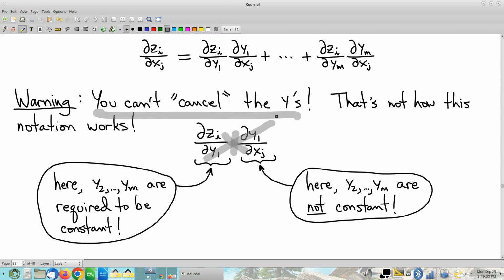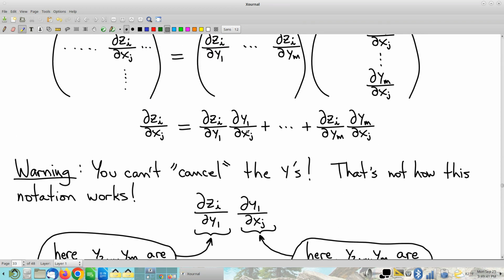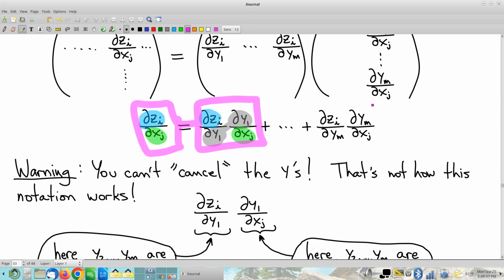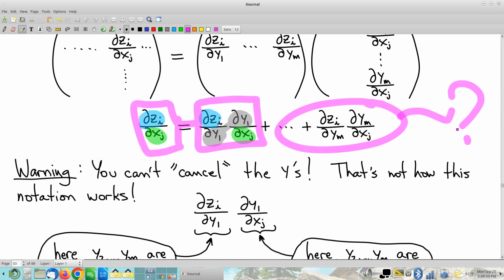Everybody okay with that? By the way, good thing that you can't. Check it out. If you look at this formula, if you could cancel these, notice that partial xj is right there. This partial zi is right there. If you could cancel those, then this would already equal to that, and that would bring up the question of what's going on with all these other terms, right? That would be bad. Yeah? Everybody see the issue? Okay.